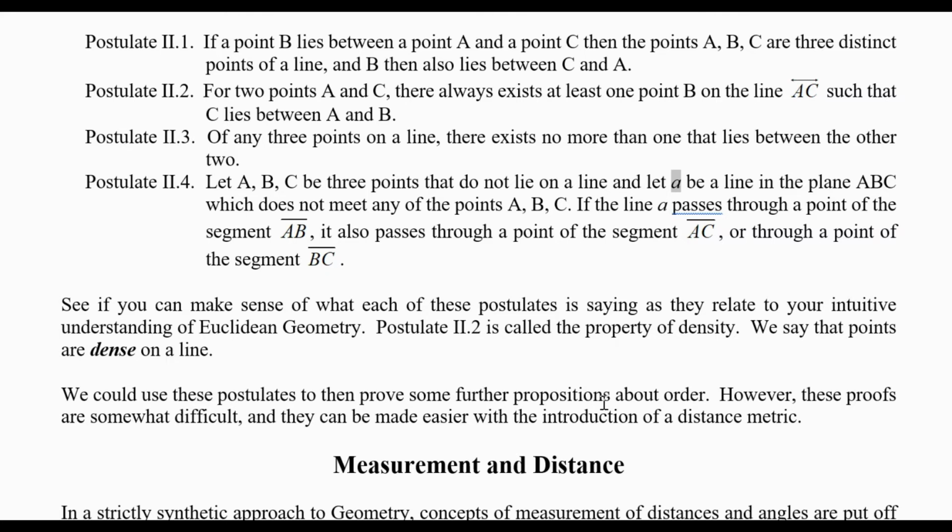But basically it's saying that if it goes through one side of a triangle, then it's got to go through another side of the triangle, right? Maybe at the end point, maybe at another point. So see if you can make sense of what each of these postulates is saying as they relate to your intuitive understanding of Euclidean geometry. And I've already said this about the density property. So we could use these postulates to then prove some further propositions about order.